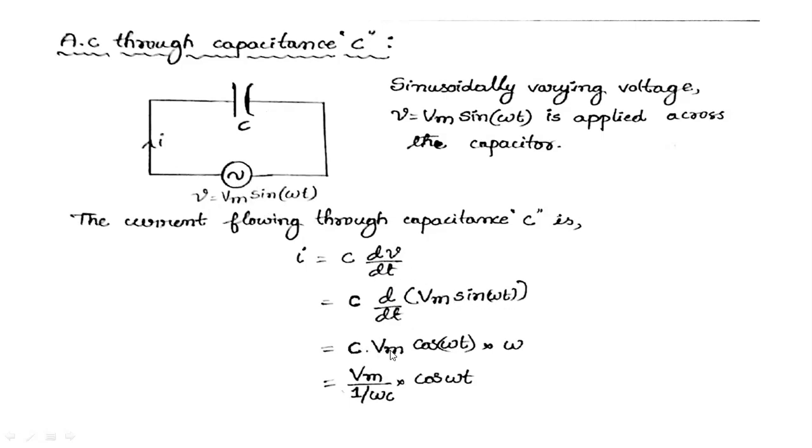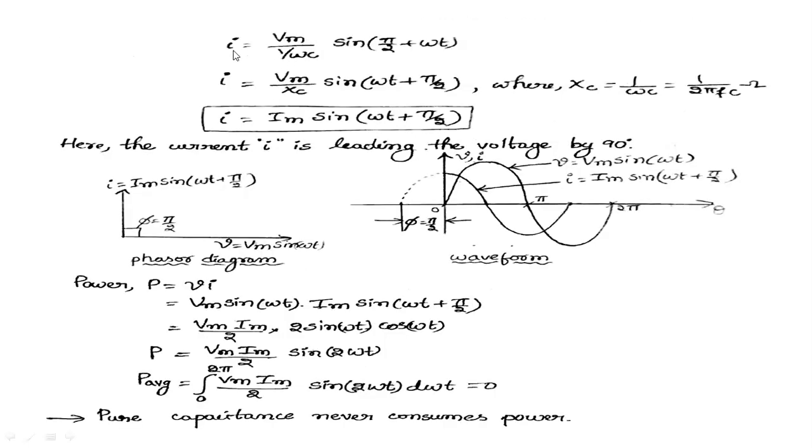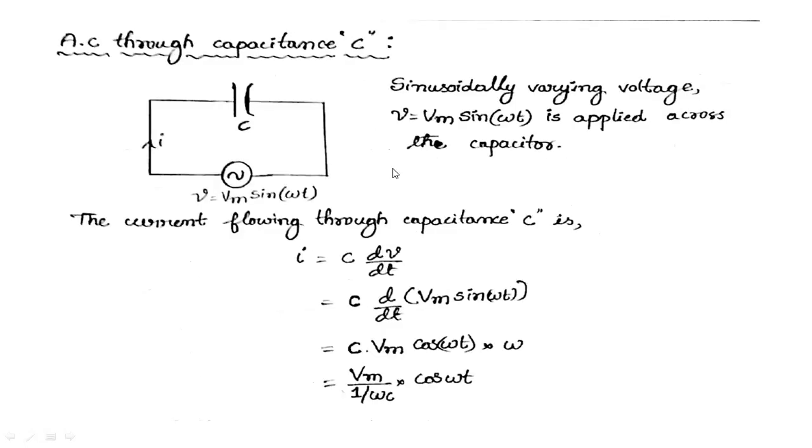Taking C and Vm common, I equals C Vm d by dt of sin omega t, and the differentiation of sin omega t gives cos omega t times omega. Then I write Vm by 1 by omega C, taking omega and C down, into cos omega t.